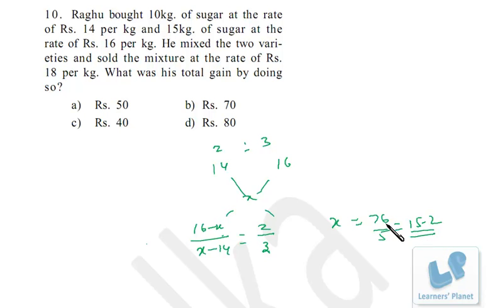Now what is the per kilogram profit? 18 rupees per kilogram is the selling price, 15.2 is the cost price. So precisely 2.8 rupees per kilogram is the profit. Total quantity is 25 kilogram. So this way you can solve it very easily. So that's 70 rupees. Okay.